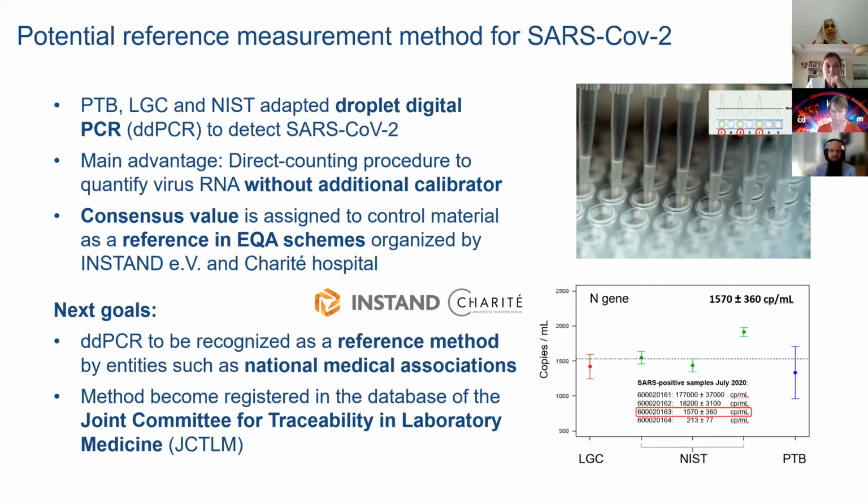And PTB and LGC have started working together, and they are also cooperating with NIST. And as a key outcome of this cooperation, the method of droplet digital PCR was adapted to SARS-CoV-2 RNA. And obviously the main advantage here is that using droplet digital PCR is a direct counting procedure. And as such, you can quantify virus RNA without the need of an additional calibrator.